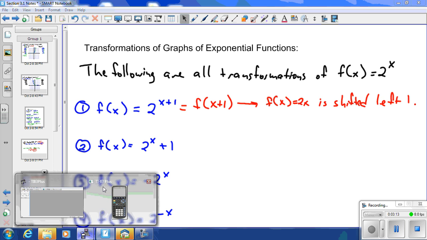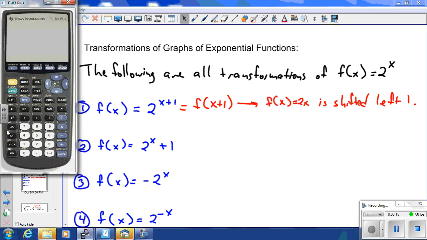We can quickly show that if we go to y equals and we start with the original 2 to the x. I'll just do this under a standard window for now. And I compare that to 2 to the power of, but this time I put in parentheses, x plus 1. We should see the same graph, except it's located left. That's actually just a horizontal shift right there.